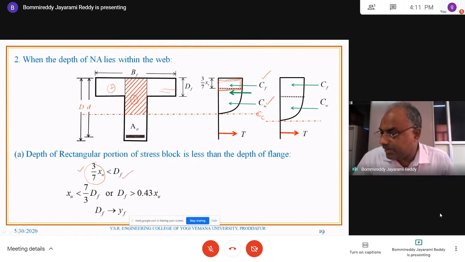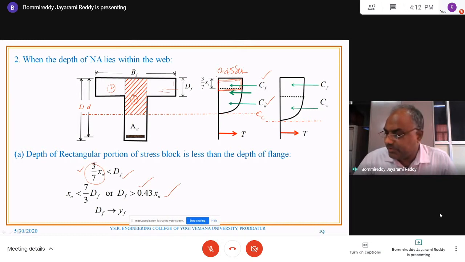That means what is going to happen? The rectangular portion of the stress block, 0.45 fck, is for some height only. For the remaining height, it is decreasing. So accordingly, Xu is less than 7/3, and finally Df equals 0.43 Xu. So that means the entire depth of the flange does not have uniform stress.